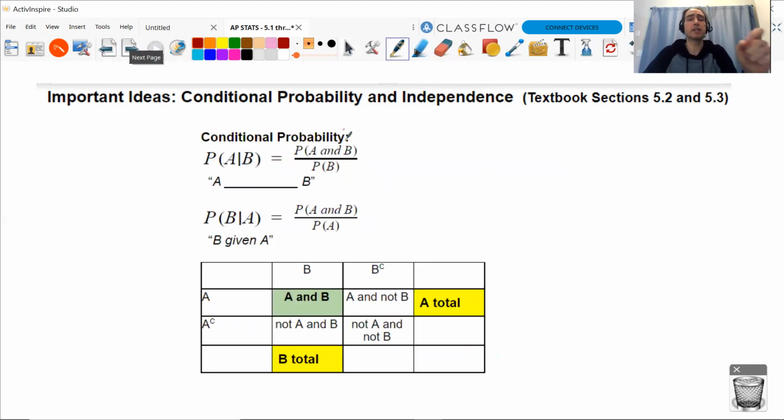Conditional probability is always going to be the overlap out of the given. So in this case, if I want to know the probability of A given B, that's going to be the overlap out of the B's, since we're given B. And if I want to know the probability of B given A, I'm still going to use that same overlap, but I'm going to do it out of the total for the A since I'm given it. So the order matters in these.